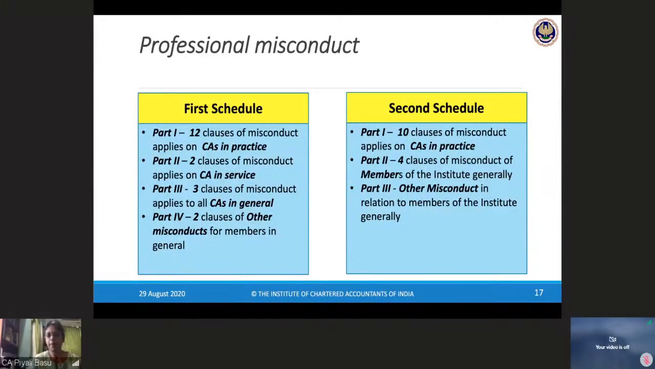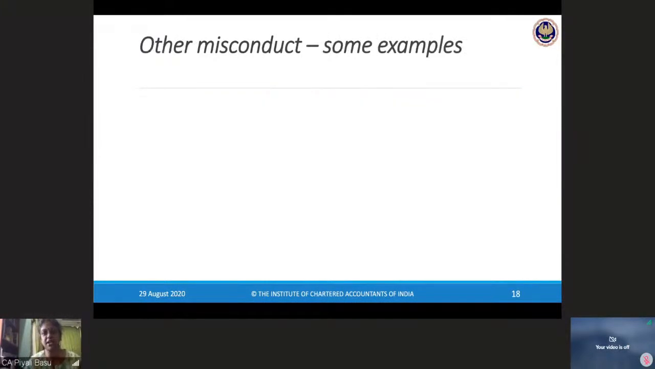So, 3 parts in the second schedule, nothing to do specifically with members in service. Part 1, 10 clauses, talks only about misconduct on the part of members in practice. Part 2 talks about misconduct on the part of members in general, and part 3 talks about the other misconduct. So keep this in mind. Keep this chart. I hope you students have prepared a chart like this.